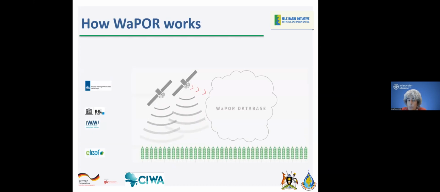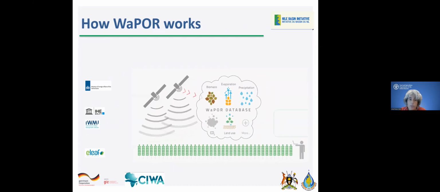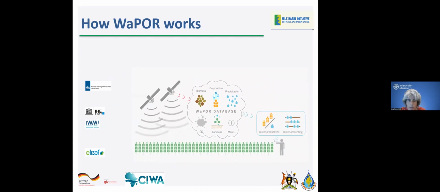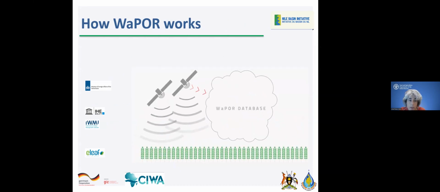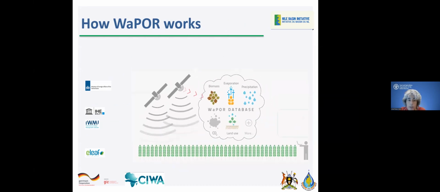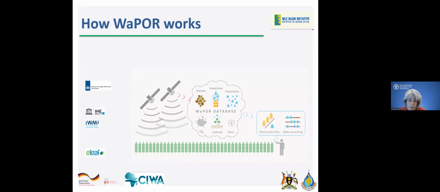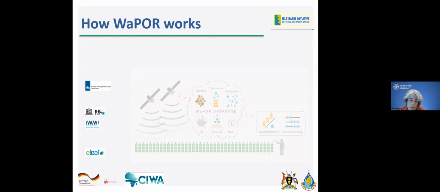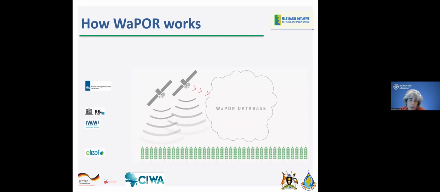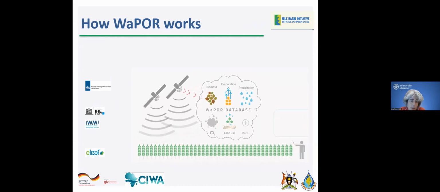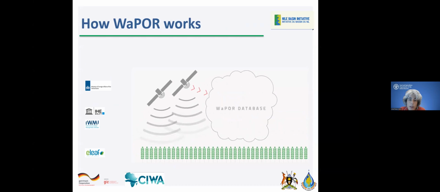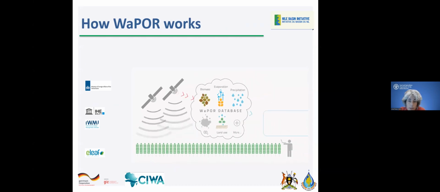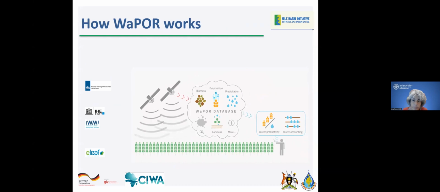So we, with the support initially of the Ministry of Foreign Affairs of the Netherlands, but now several other donors have joined the effort, and in collaboration with IHE Institute in the Netherlands and the International Water Management Institute of CGIAR, and in partnership also with the eLEAF company, we take open access satellite data and calculate key land and water variables that help us produce indicators related to water productivity and also water accounting.